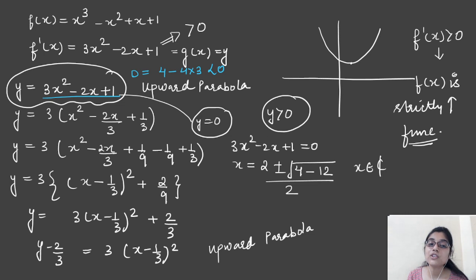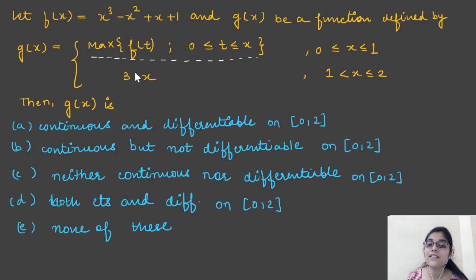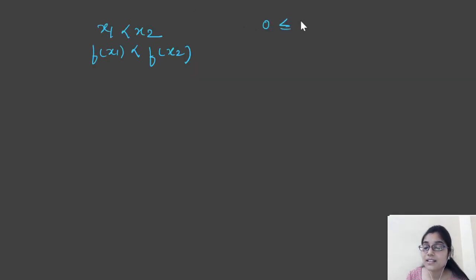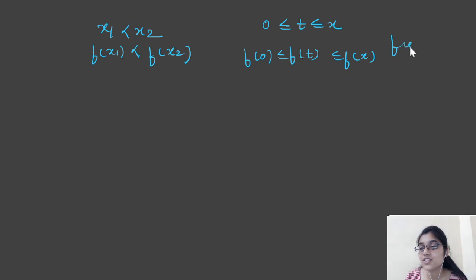Now, if your function is strictly increasing, what does it mean? That if your x1 is less than x2, then your f of x1 is going to be strictly less than f of x2. From here, what we will understand, we are going to find out the value of g of x when your x is lying between 0 to 1. So when your t is lying between 0 to x, your f of t will lie where? From f of 0 to f of x. Why? Because f is a strictly increasing function, right?